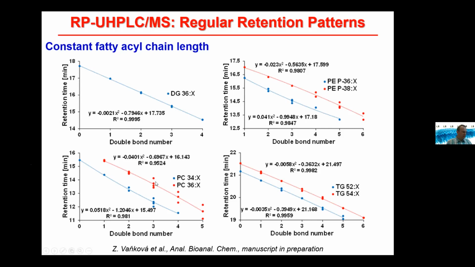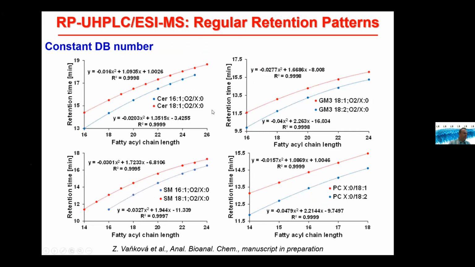Here you may see multiple species. It means that you have different isomers of double bonds. So if you select only one logical series, then the fit will be perfect, like in this case. I will show it later. The same dependencies may be created also for the situation where you have a constant double bond number and varying fatty acyl chain length, as shown here. So if you properly define these logical series, then these dependencies are really perfect.